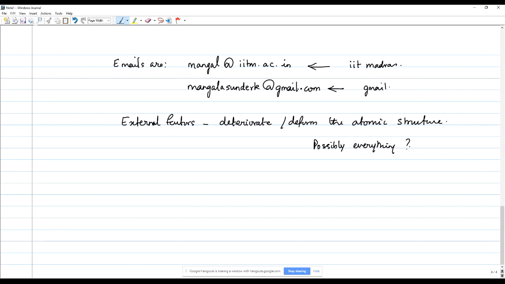For example, if you want to deform an atom, it's possible that you put the atom in a very high electric field or a very high magnetic field. The magnetic field is not as strongly deforming the nucleus or the electronic structure as the electric field will do. The effect of the electric field on the energy levels and the transition frequencies of the atom is known as the Stark effect. And the effect of the magnetic field, electric and magnetic field.